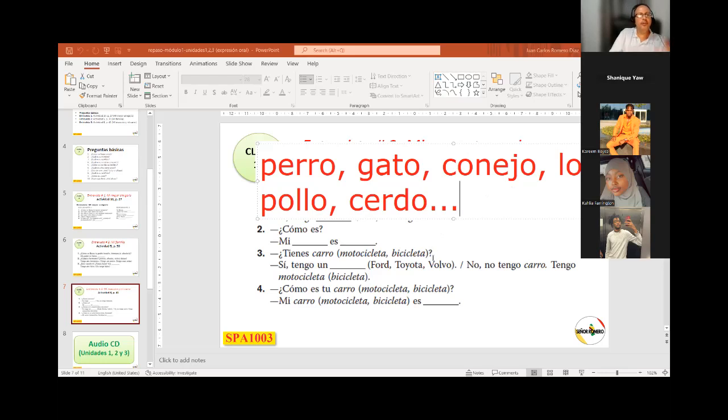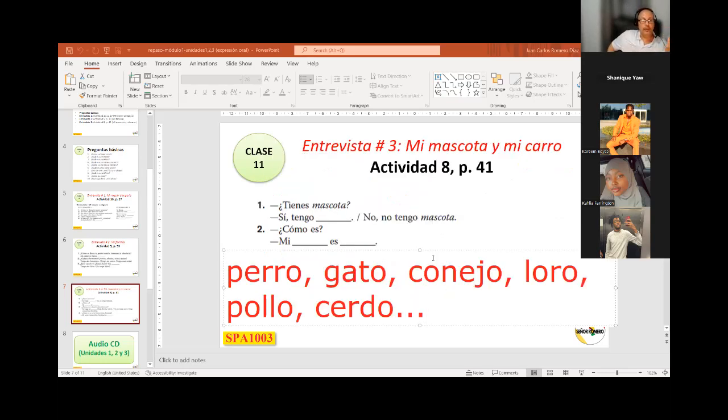Okay. So the first question is about your mascota, about your pet. Do you have a pet? Yes, everybody has a pet here. Sí, tengo un perro. Sí, tengo un gato. Sí, tengo un conejo. Sí, tengo un loro. No, I don't accept. No, no tengo mascotas and answer, please. ¿Cómo es? So, how is your perro, your gato, your conejo?